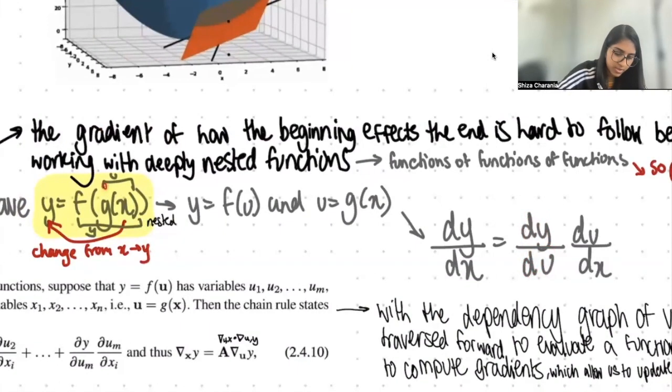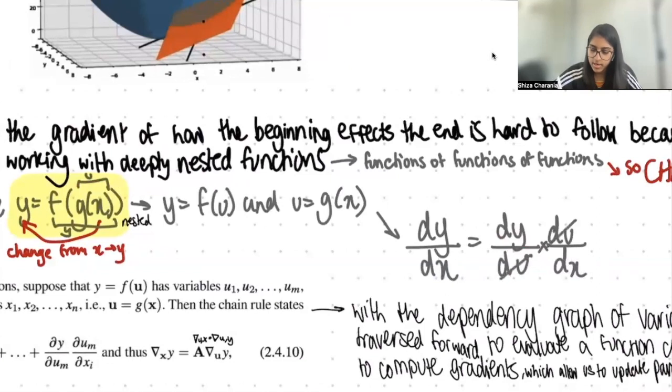And then after that, once you have u, you would want to compare u and x, and g of x, which is u. So then you would do du over dx over here, and you would just multiply these together. Now, what you can also see is because it's multiplication, you could easily cancel these out, and you could get dy over dx. But what you're doing is you're just breaking it down into steps, so it's easier.